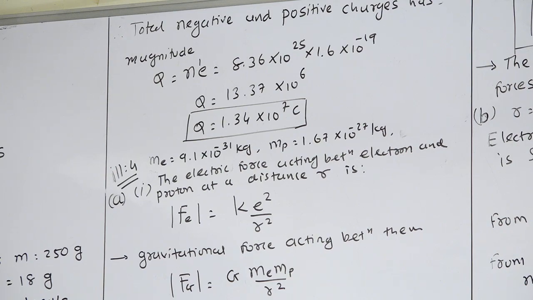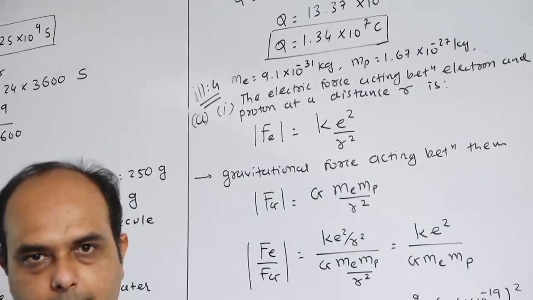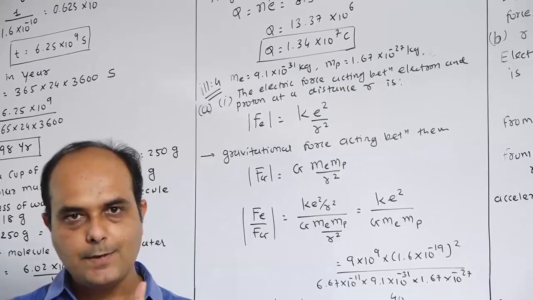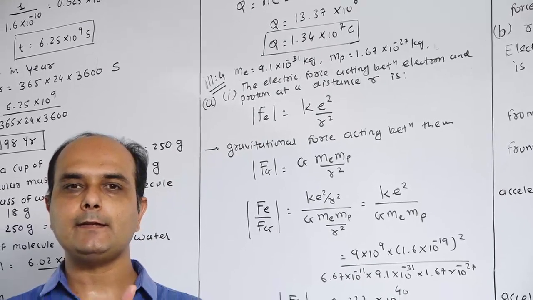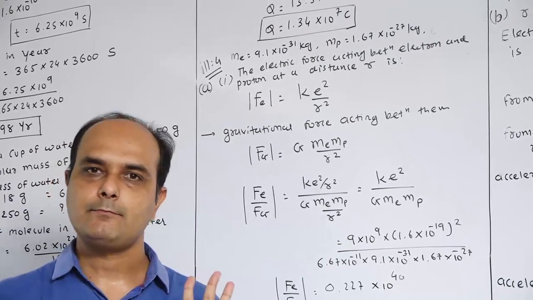Students, in this example, we are comparing the electrical force and gravitational force. And in this example, we also find the acceleration of the electron and the acceleration of the proton. These things we require in this example. Once again, we are comparing the electrical force and gravitational force, and we find the acceleration of the electron and the acceleration of the proton.